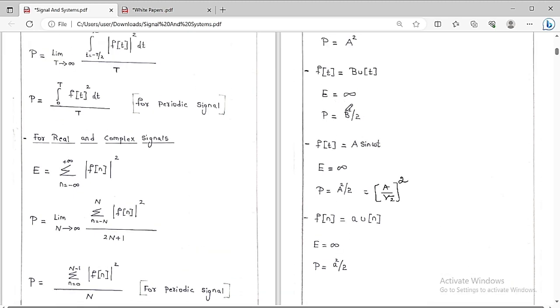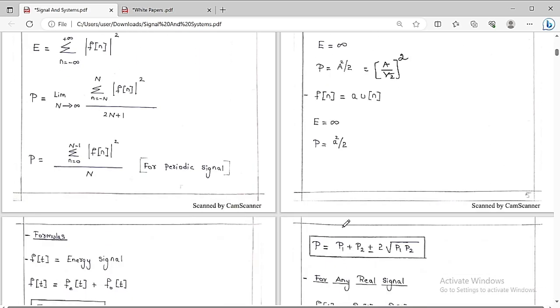Now these are for continuous time, so let's go for discrete time. See, f of n is equal to a into u of n. So it is in this format. Energy is equal to infinity and power is equal to a square by 2. Same as this concept. This is for continuous time and this is for discrete time. Therefore energy is equal to infinity and power is equal to a square by 2.